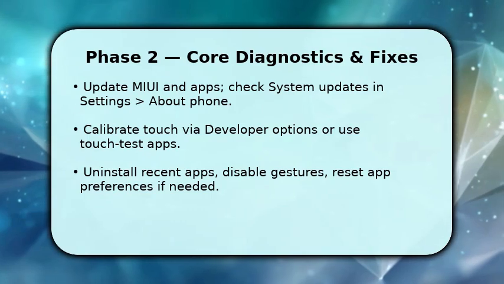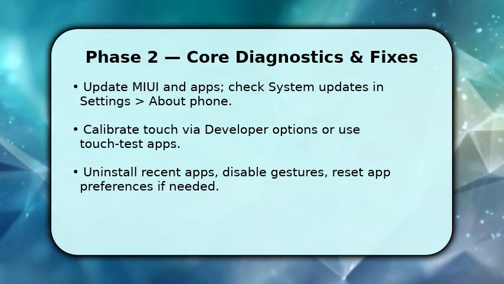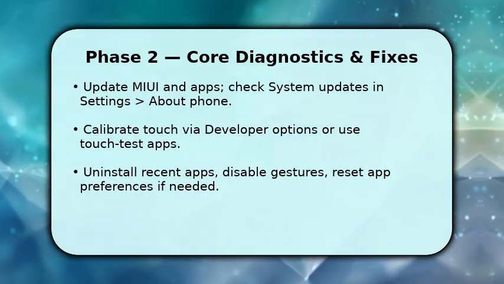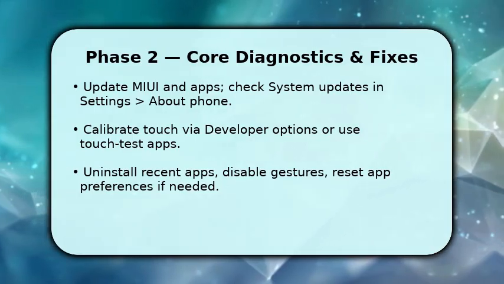Now focus on the core fixes. Update MIUI and all apps because software bugs can cause phantom input. Then enable developer options and try touch calibration or use a touch test app to map errant zones. Make sure to note where ghost touches occur.